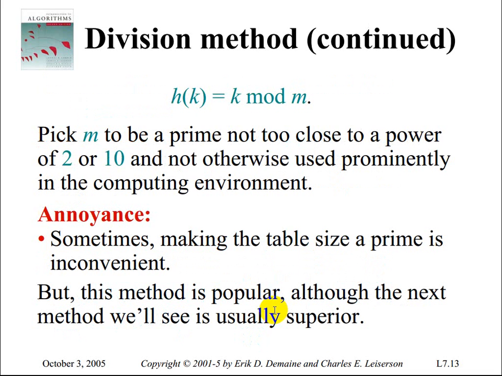Typically what we do is we pick M to be a prime, not too close to a power of 2 or 10, and not otherwise used prominently in the computing environment. It's sometimes a little bit inconvenient, but it's popular, and studies show that when you choose a prime number, it really helps. But there are other methods as well.